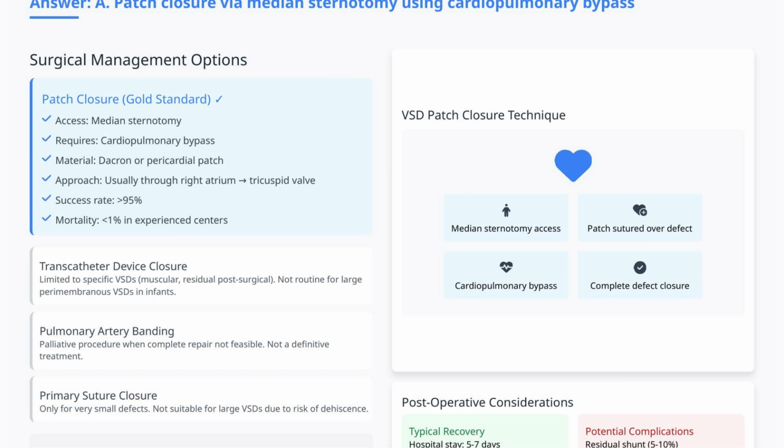Transcatheter device closure, option B, is not generally used as the primary approach for large VSDs in young infants. It's typically reserved for specific types of defects, such as muscular VSDs or residual defects after surgery. Pulmonary artery banding, option C, is a palliative procedure, not a definitive treatment. It's used when complete repair isn't feasible. Primary suture closure without bypass, option D, would be technically challenging and risky for a large VSD.